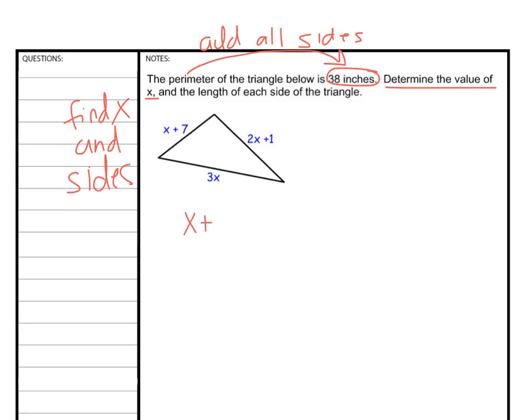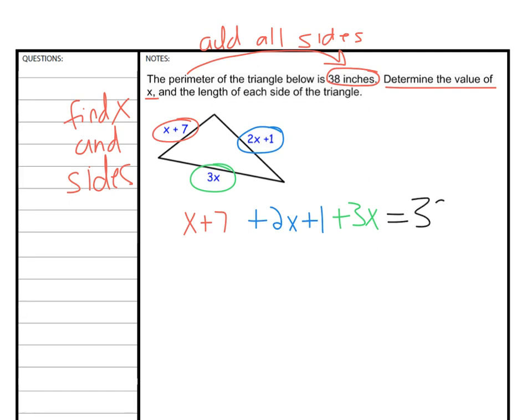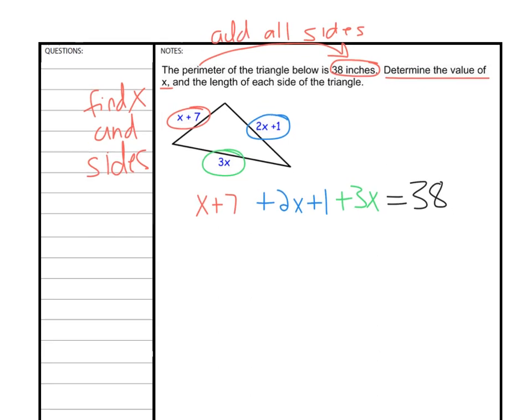So I've got x plus 7 from here. I've got 2x plus 1 that I'm adding on from the second side, and then I'm also adding 3x from the third side, and it's supposed to equal the perimeter, which they told me was 38. So I added all three sides and got my total for the perimeter. Now I get to solve this.